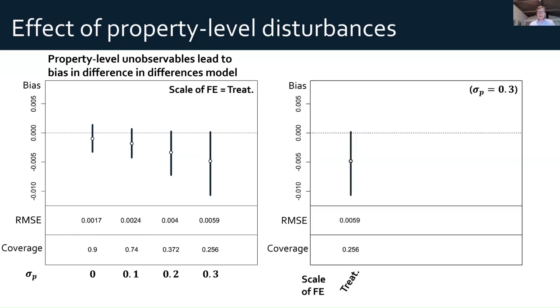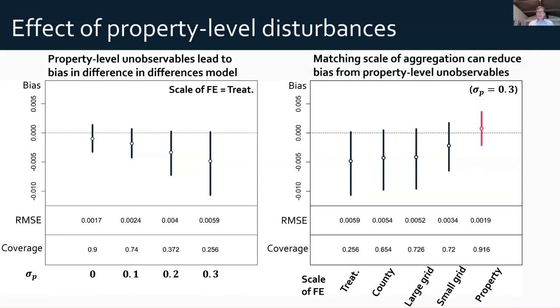How do we fix that? Well, what we can do is structure the model to control for those property-level fixed effects, to remove those property-level unobservables. And so we can match the scale of our model to the property level. It starts to perform way better. Our coverage is back, bias is much lower. So matching the scale of the fixed effects to the scale of decision-making is a potential solution.